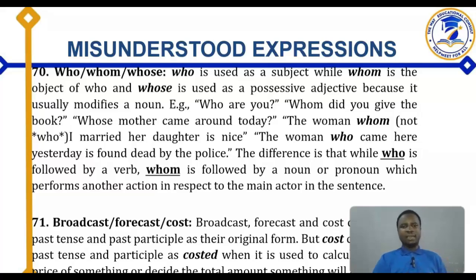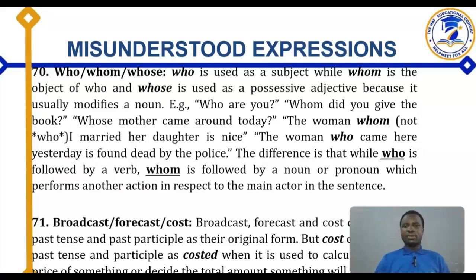Whose mother came around today? That means someone's mother, right? So it's about possessive. It's a genitive form, right? That is why you use whose. The woman whom I married her daughter is nice. So the woman there is a recipient of marriage. I mean, her daughter was the one being married by me. That's why you have whom.